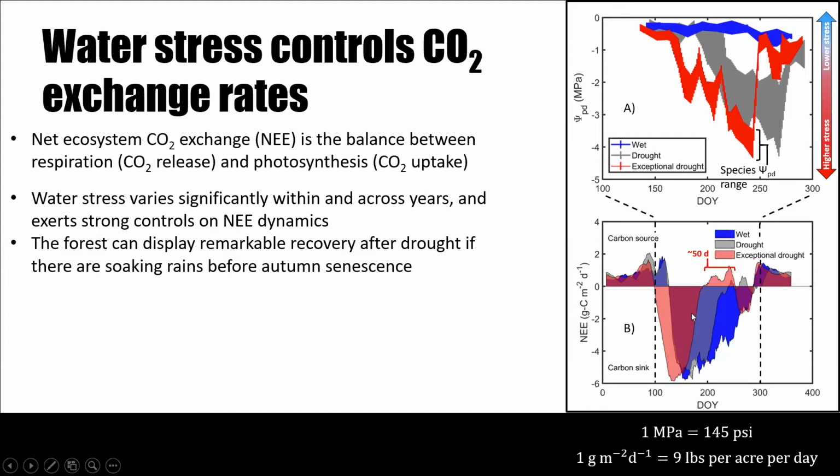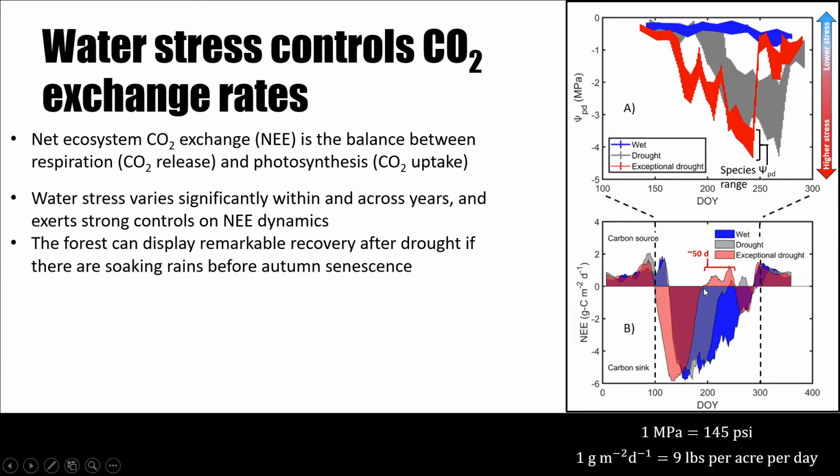Well, this could be a bit depressing because you see in a drought year, we can go carbon neutral, where we basically switch off the sink and respiration and photosynthesis are in balance. And in exceptional drought, we can go to a situation where the forest is actually a persistent source of CO2. And this was for about 50 days in July and August, which is very impressive and severe.